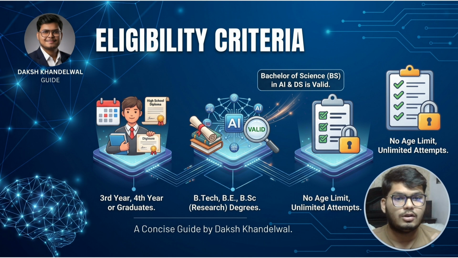Many students also ask whether there is a minimum percentage requirement. The answer is no. There is no age limit, there are unlimited attempts, and there is no minimum percentage or minimum CGPA required. Your eligibility depends only on your qualifying degree, not on any minimum marks. If you are in the third year or fourth year, the qualification criteria will tell you, and that's all.